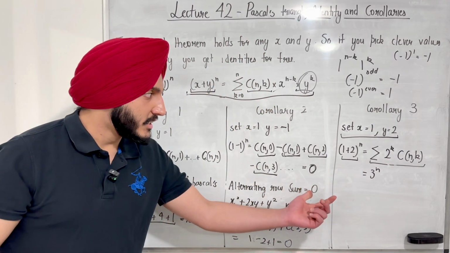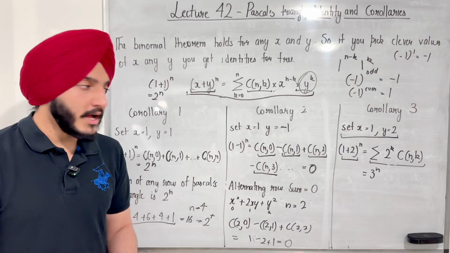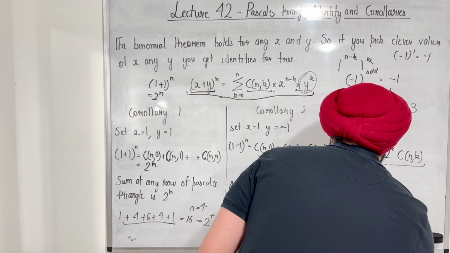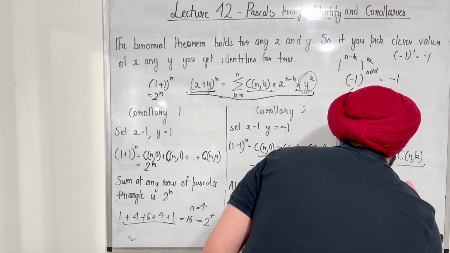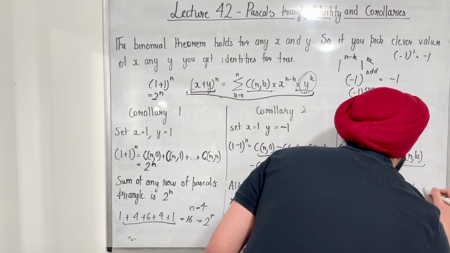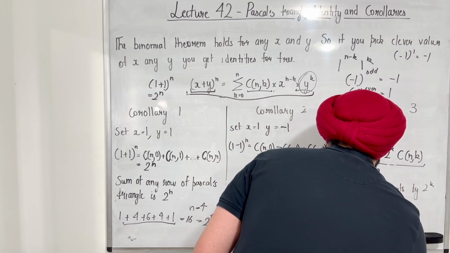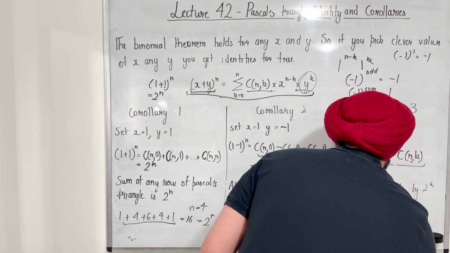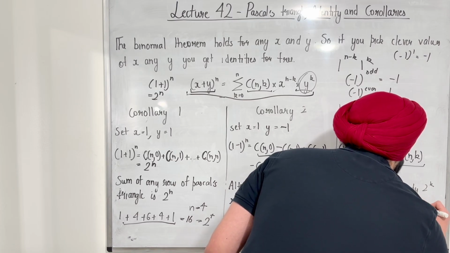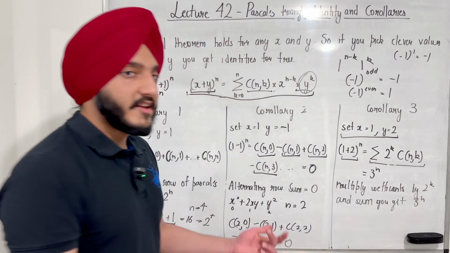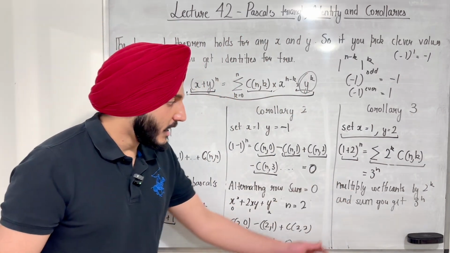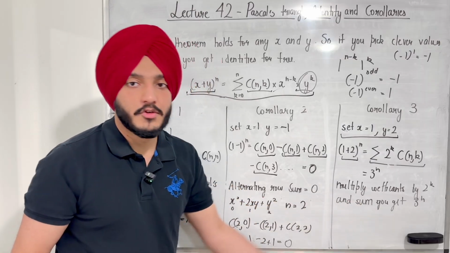So what this means is, if you multiply a coefficient by 2 to the power of k and sum, you get 3 to the power of n. So the idea is very simple. If you multiply the coefficients by 2 to the power of k and you sum them up, you get 3 to the power of n.